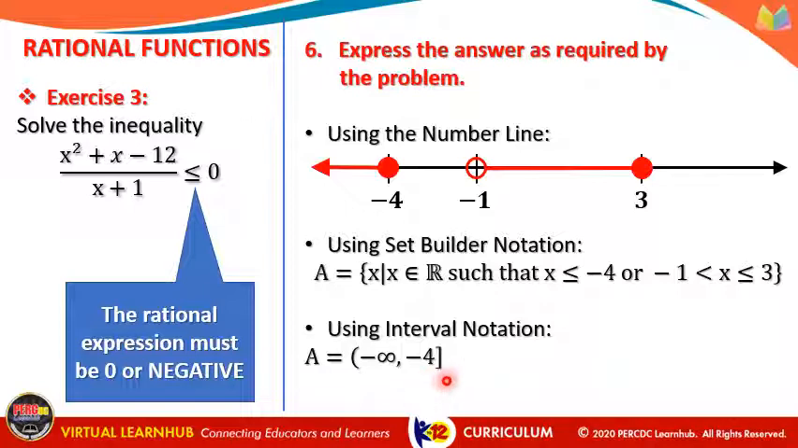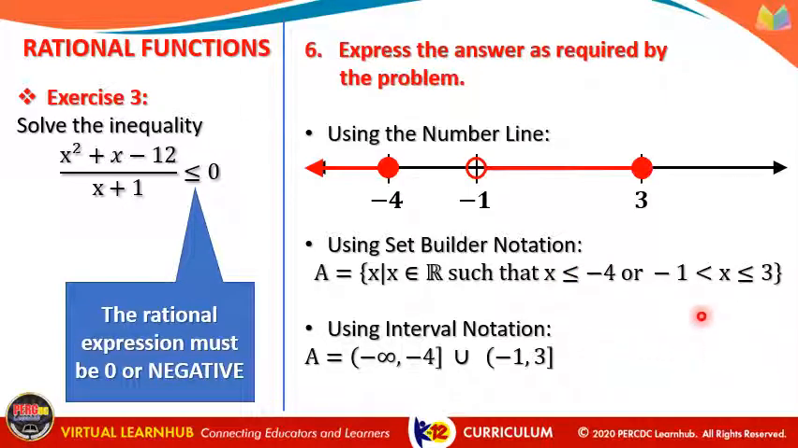Para naman sa pangalawang range, ang endpoints natin ay negative 1 to positive 3. Hindi kasama yung saktong negative 1, kaya ang gagamitin natin ay parenthesis. Yung saktong positive 3 ay kasama, kaya ang gagamitin natin ay bracket. Again, if you want to combine two sets, just use the union notation. And ito na yon. This is now our answer in terms of the number line, in terms of set builder notation, and in terms of the interval notation.